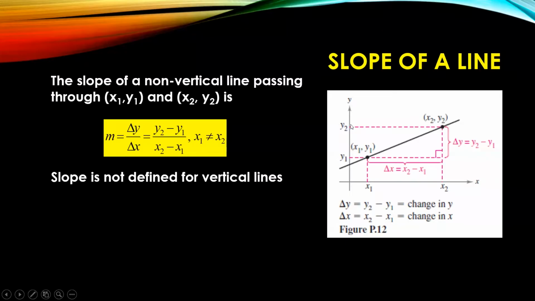So all lines have slopes except for vertical lines. For vertical lines, they don't have slopes because the slope is undefined. Why? Because the denominator is 0. For vertical lines, the slope is undefined, but for horizontal lines, the slope is equal to 0.